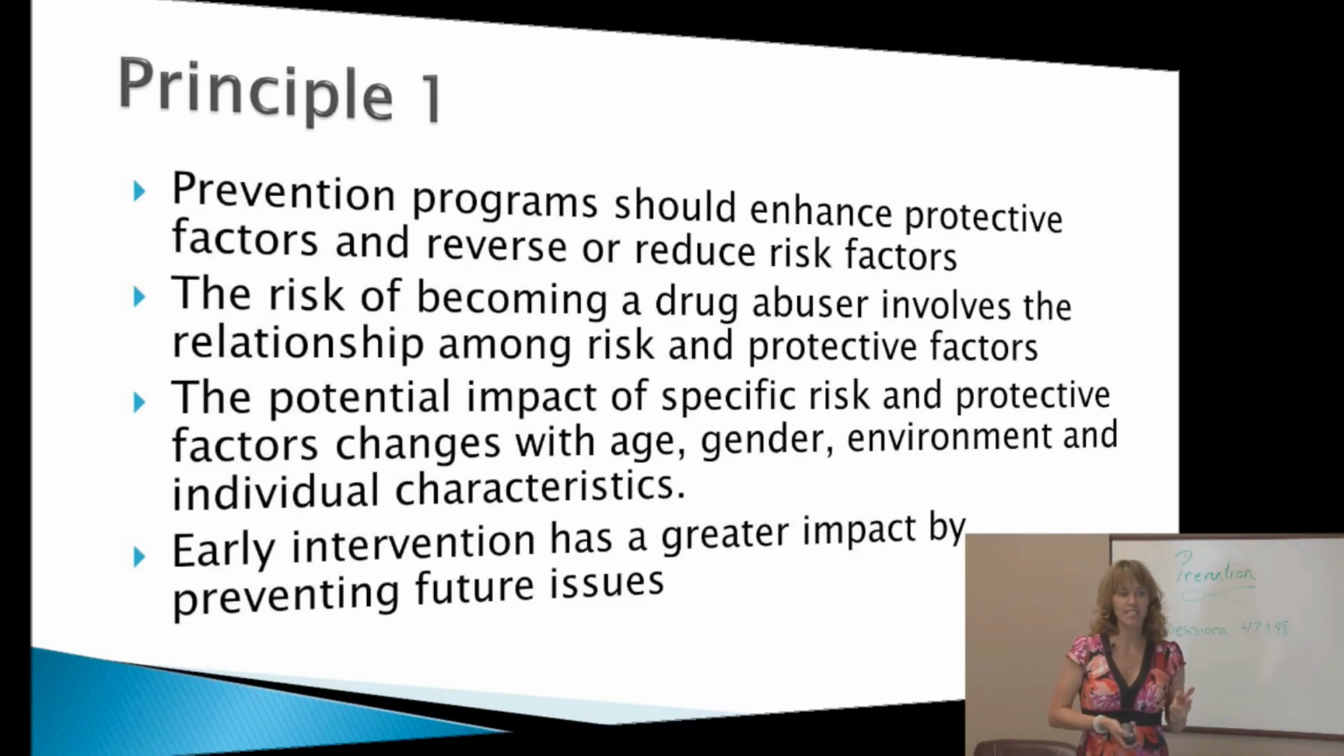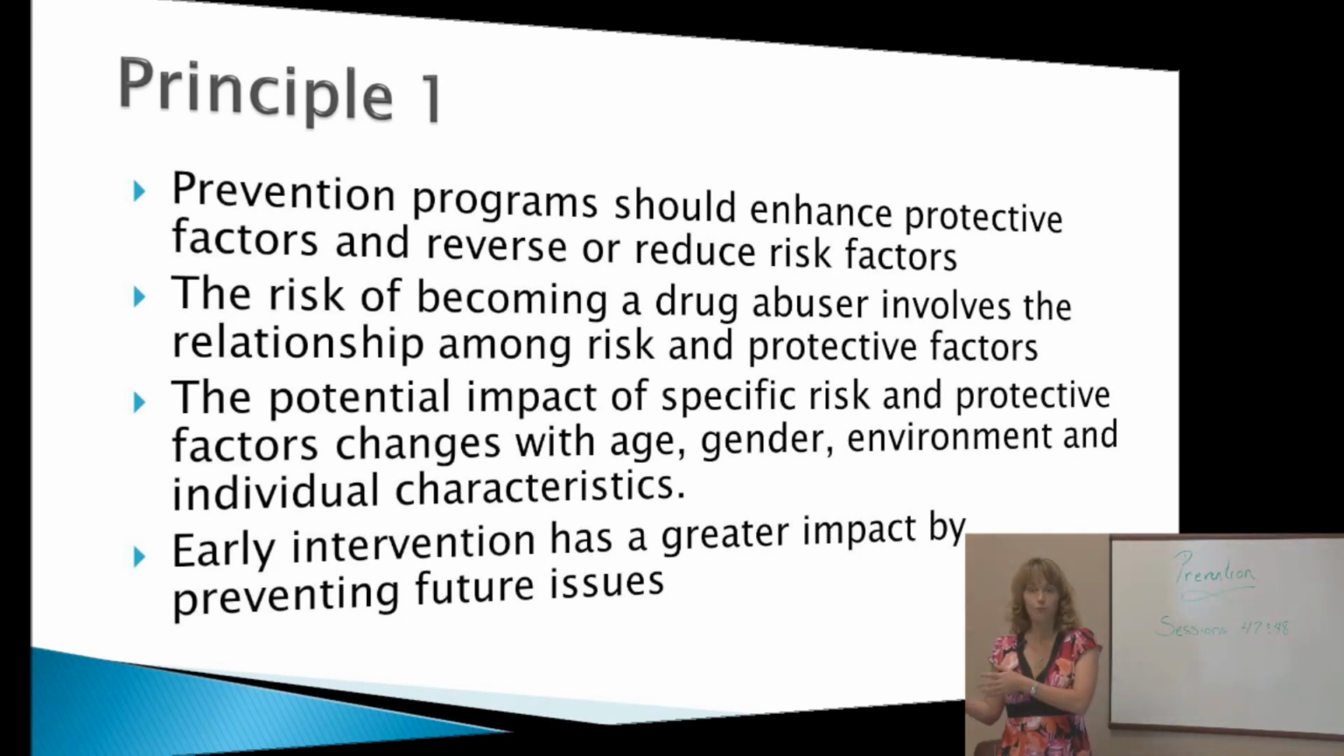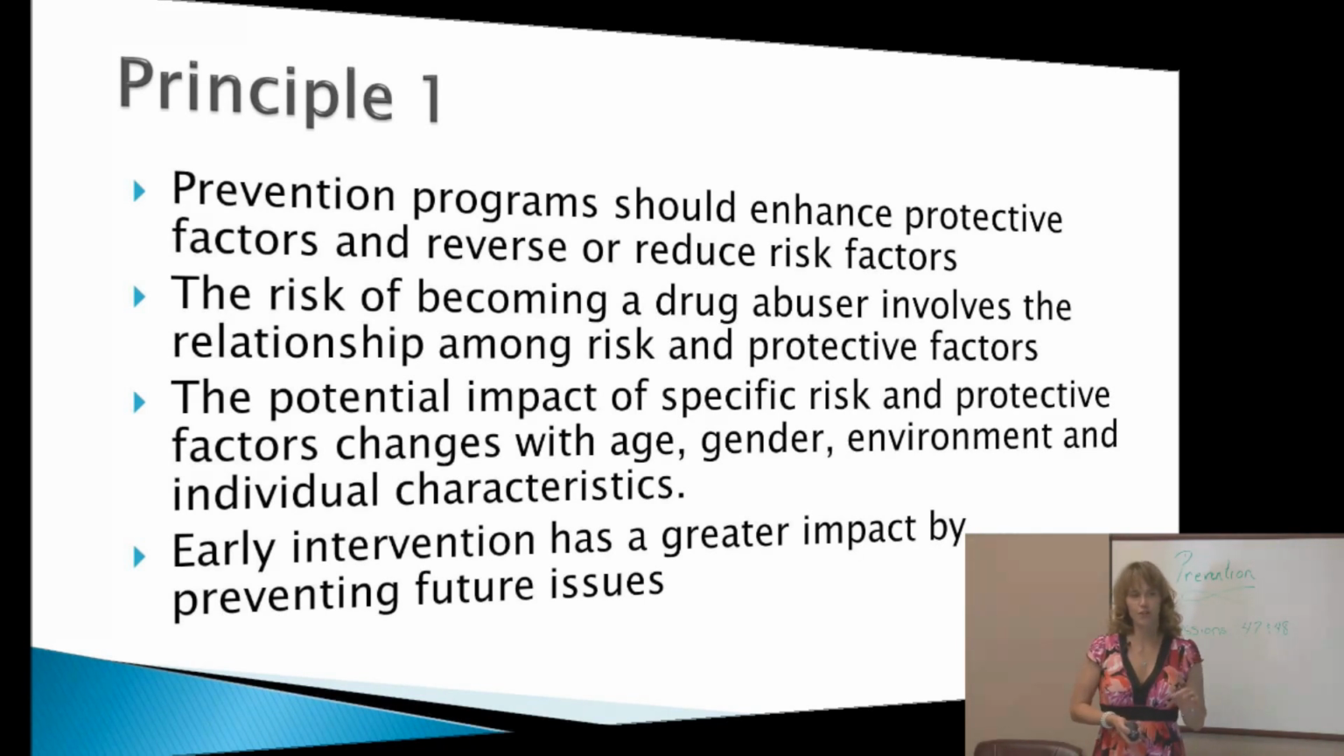The potential impact of specific risk and protective factors changes with age, gender, environment, and individual characteristics. Again, we'll talk about these more in depth once we get to the risk factors. It's important to remember that what is a risk factor for a 14-year-old is not going to be a risk factor for a 41-year-old. Early intervention has a greater impact by preventing future issues. Now, when we look at the Gillette curve, we can see that as the disease progresses, as the problems progress, everything around the person also starts to crumble. So if we can intervene early, then we have less foundational work to redo, if you will.